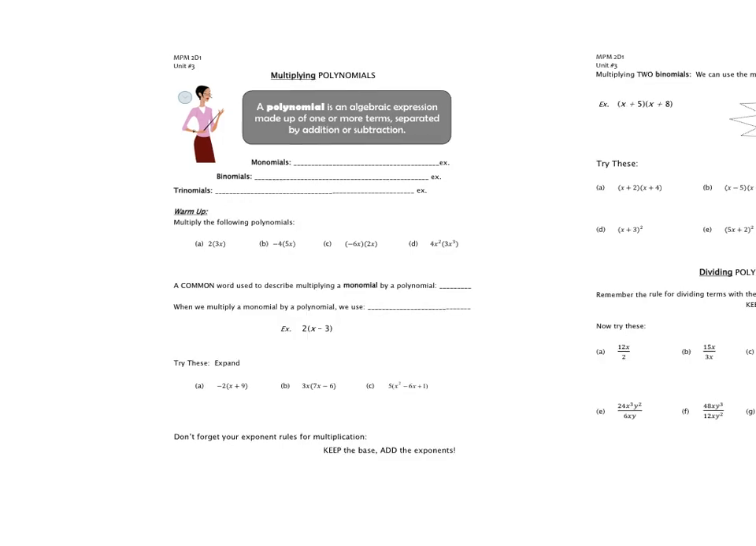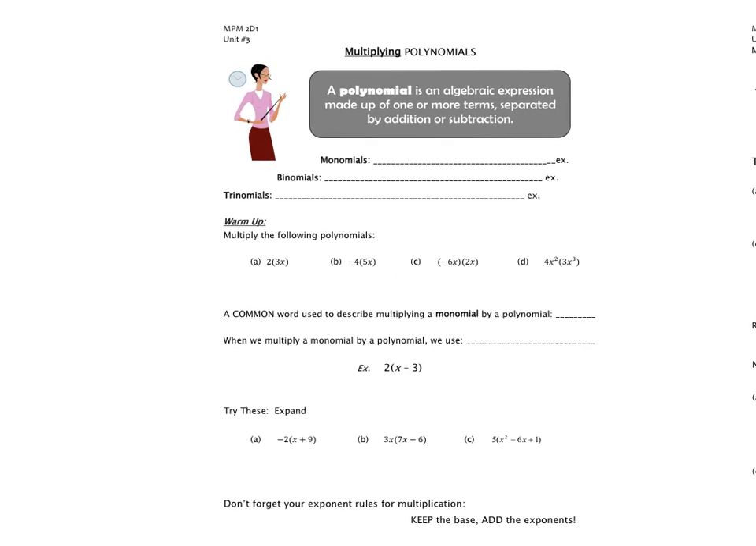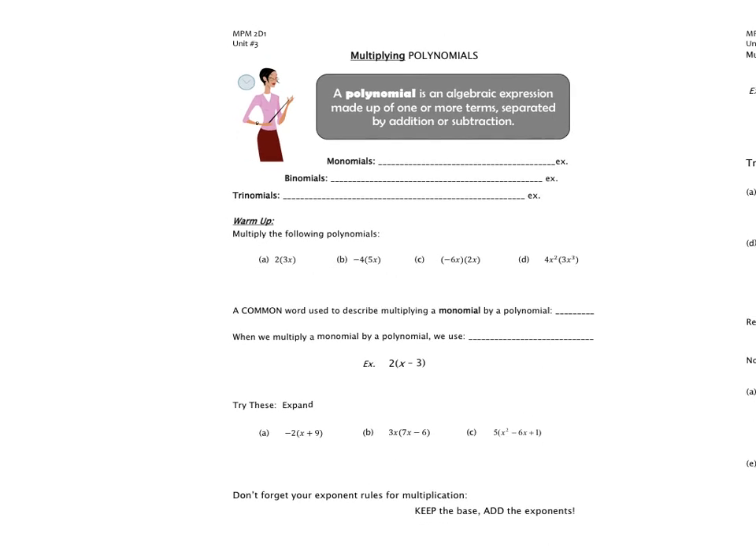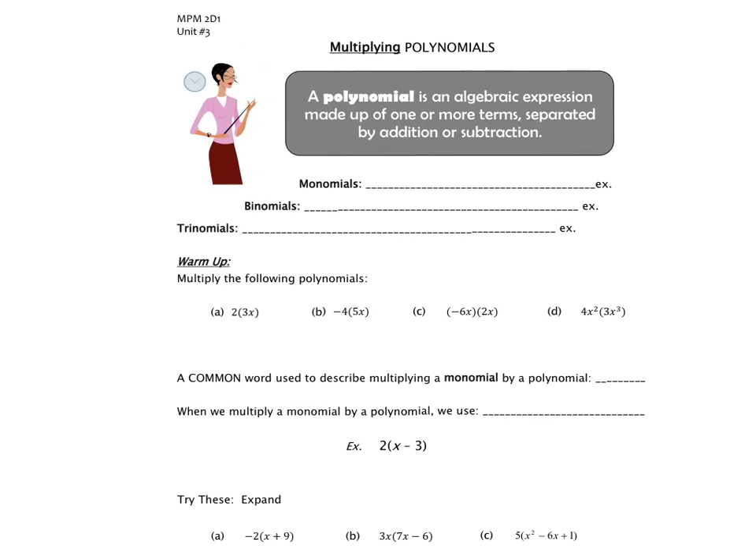If you look at the top here, a polynomial is an algebraic expression made up of one or more terms separated by addition or subtraction. So let's see what you remember. Monomials, we know from last year, represent one term. A term can look like, for example, 3x squared. That would be one term.